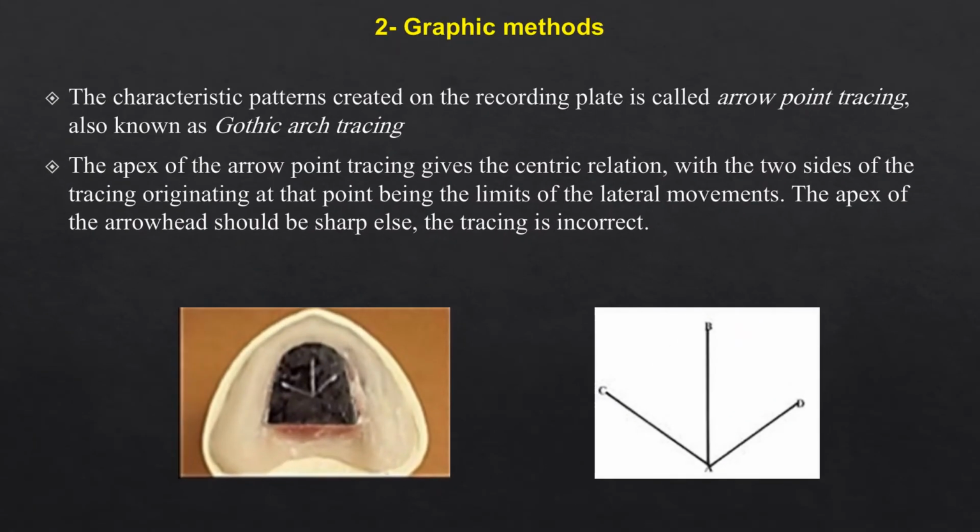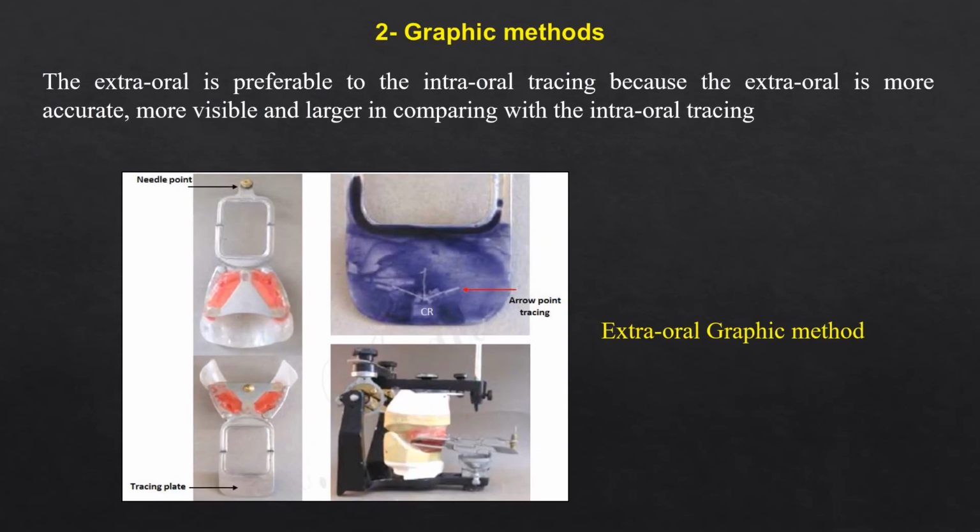The characteristic pattern created on the recording plate is called arrow point tracing, also known as Gothic arch tracing. The apex of the arrow point tracing gives the centric relation, with the two sides of the tracing originating at that point being the limits of the lateral movement. The apex of the arrowhead should be sharp, else the tracing is incorrect. The extraoral is preferable to the intraoral tracing because the extraoral is more accurate, more visible, and larger in comparison with the intraoral tracing.